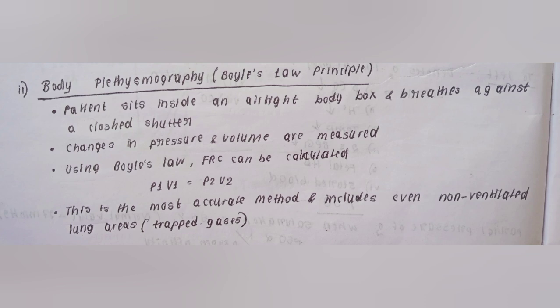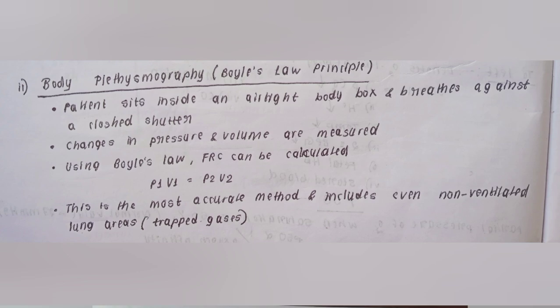So this is the most accurate method, and it includes even non-ventilated lung areas. The limitation of the helium dilution method is solved here. So it includes even non-ventilated lung areas, so it can measure the trapped gases also. So those are the two methods used to measure the functional residual capacity.